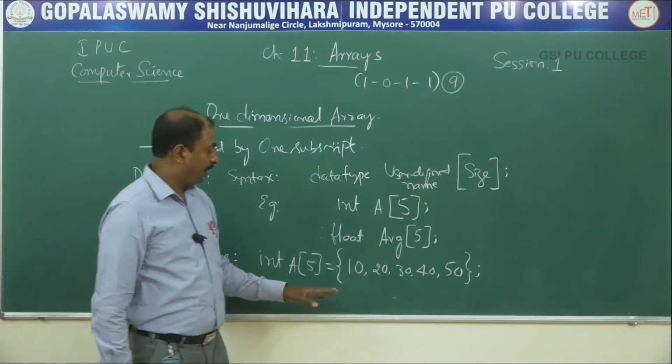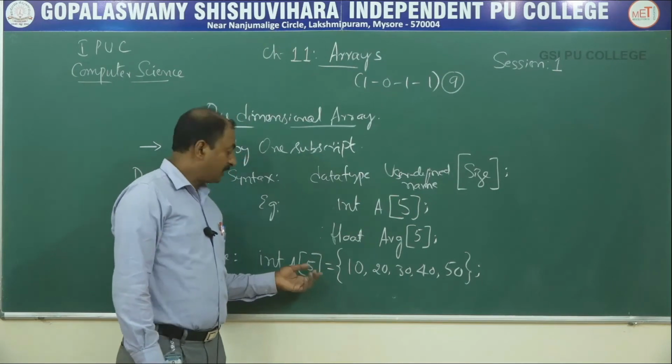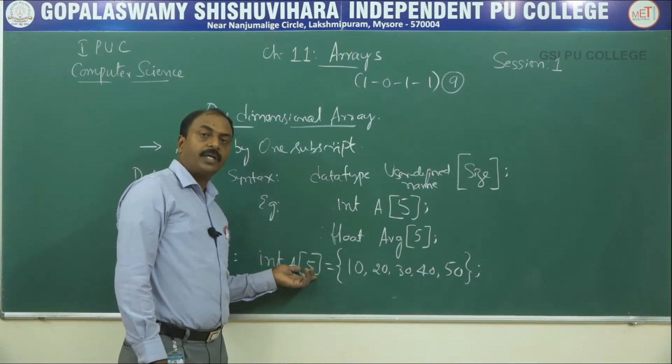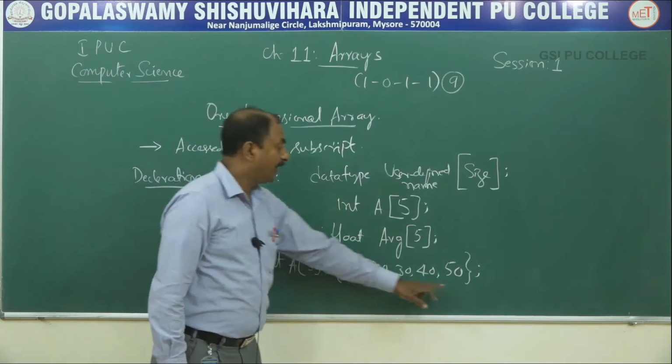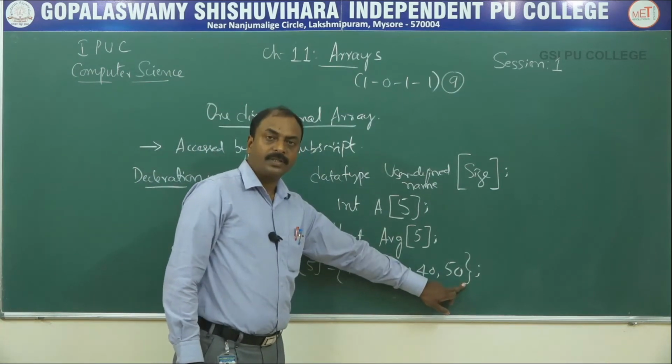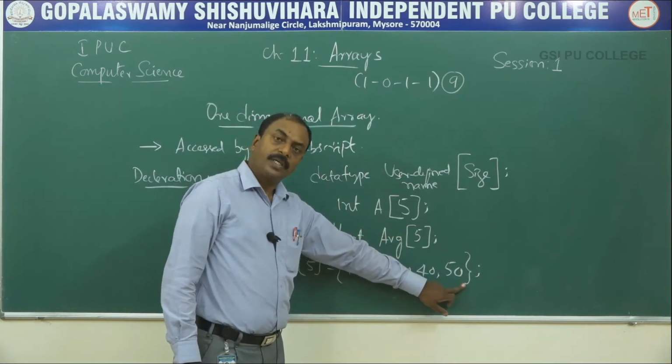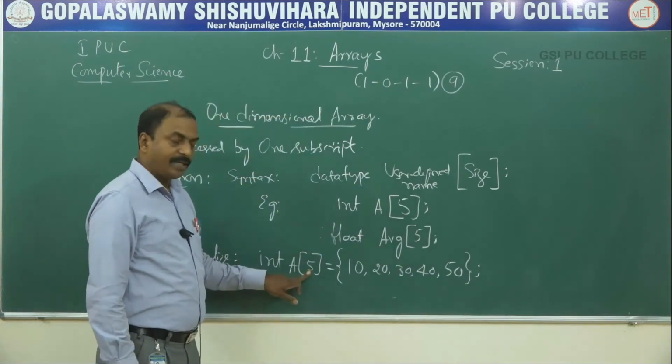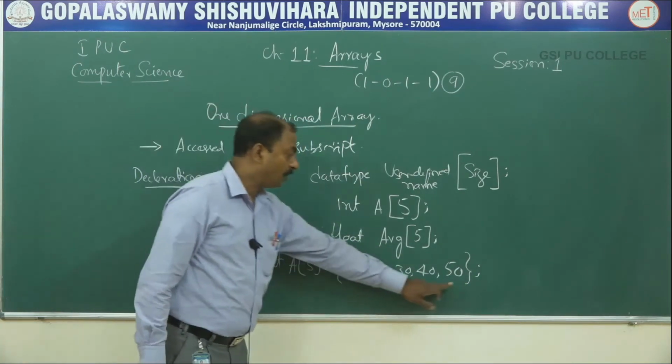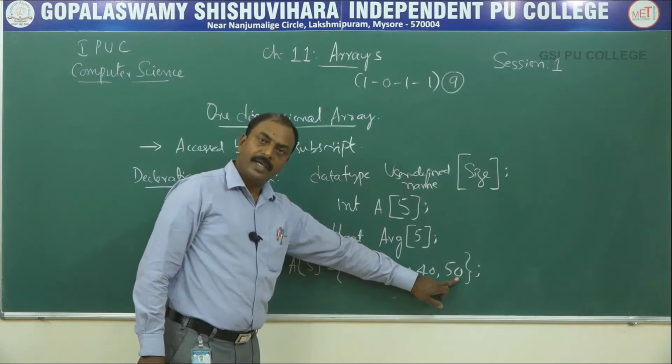Suppose in the example the size is 5, we are not supposed to initialize 6 elements, because that prompts an error. So as the size is 5, we have to initialize only 5 elements in an array.